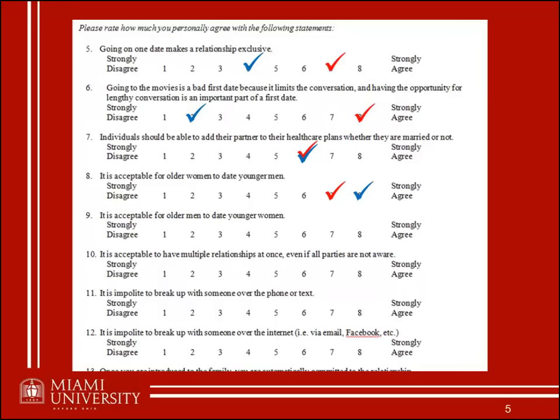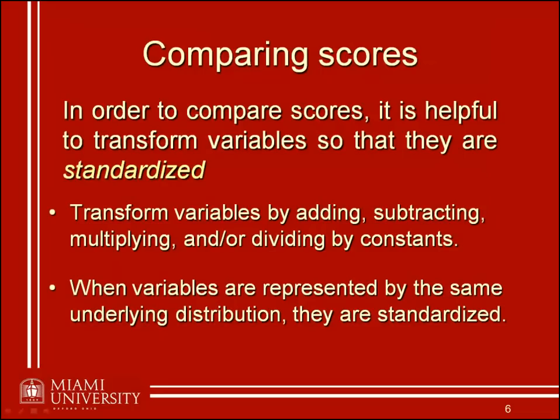That is, we're going to be applying certain mathematical operations to an entire set of scores in order to change one set of scores to be in line with another set of scores, or to just change one set of scores to carry a different meaning, such as Celsius to Fahrenheit temperatures. Now, in order to compare these scores, again, it's helpful to transform them, as we mentioned, so that they are standardized. The definition, then, of scores that have been standardized are those that have been transformed such that they are on the same underlying scale.